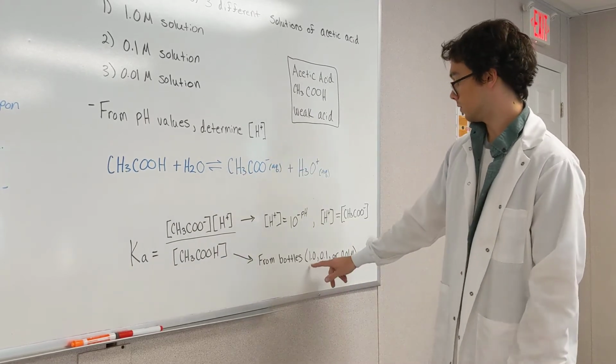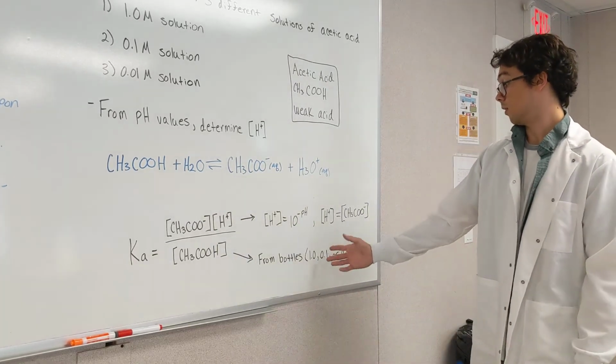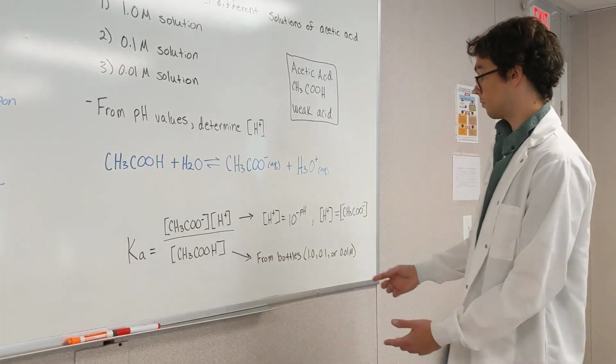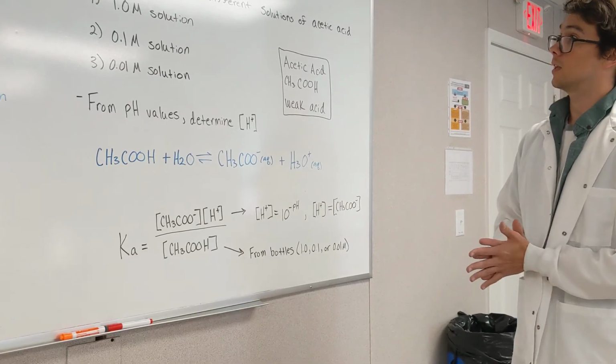So for the solution of 1.0 molar, that's all we're putting in, 1. For 0.1, we just throw that in the bottom. So you get 3 different values, and basically that's your Ka. It's pretty simple, but that's how you solve that one. So yeah.